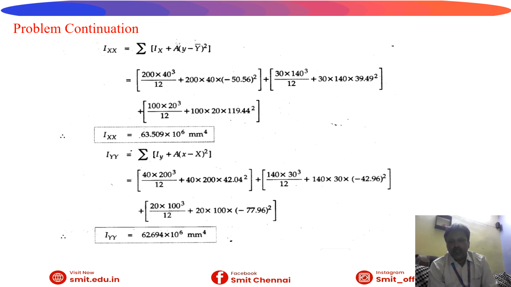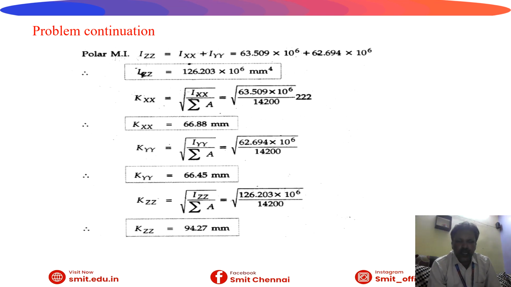Here we can see these are the calculations we are having. X minus x bar, that value you have, just apply in the formula and finally you will get the answers. Now the polar moment: our main aim is to find the polar moment of inertia. We just apply the formula Iz equal to Ixx plus Iyy. This is a simple calculation. Whatever values you get for Ixx and Iyy, simply add these two values. You will get the final answer, 126.203 into 10 to the power 6 millimeter power 4.